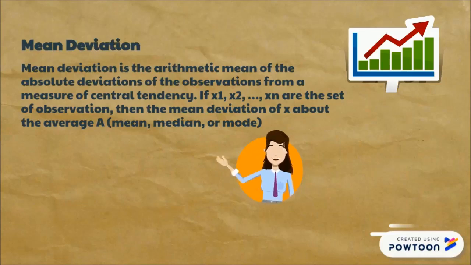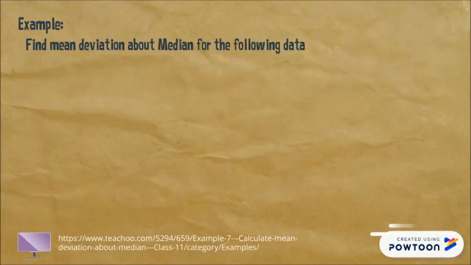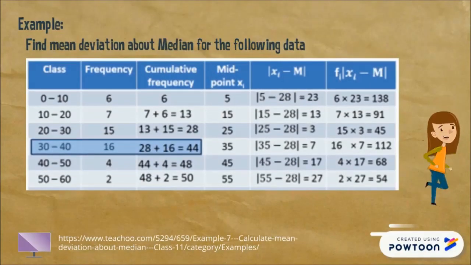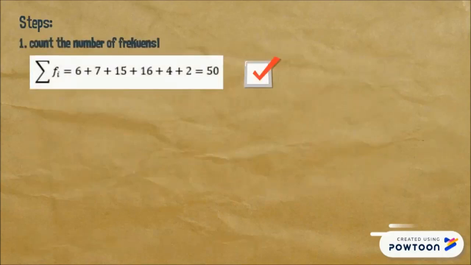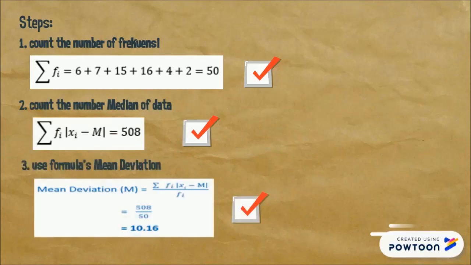From the deviation, we can get the formula of mean deviation. For example, find the mean deviation about the median for the following data. Steps to answer. First, count the number of frequency. Second, find the median of the data. Third, use the mean deviation formula. So, we can get the value of the mean deviation about the median for the following data.